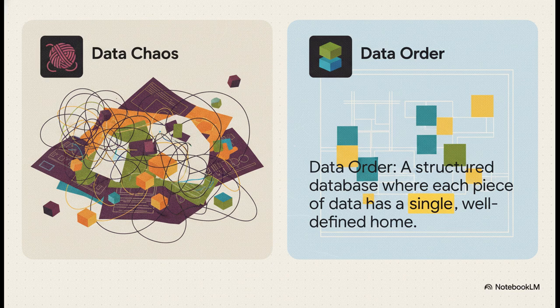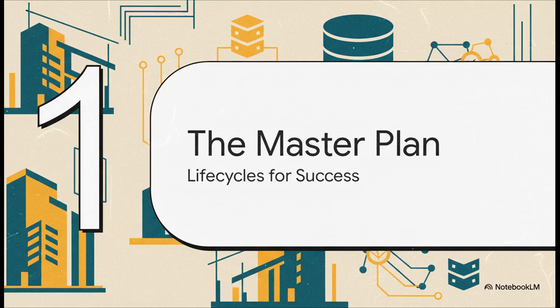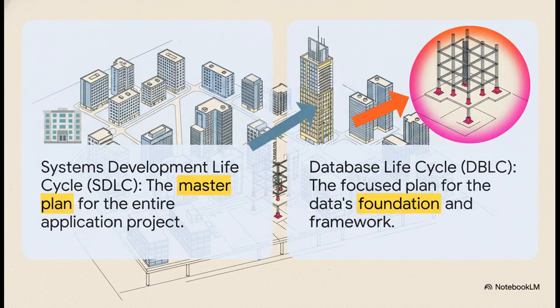That clarity is everything. So how do we actually get from that chaos on the left to that beautiful order on the right? Well, you follow a master plan. Just like a real architect has a phased plan for a huge construction project, a database designer has a life cycle to guide them all the way from a simple idea to a fully functioning system. And here's something you gotta understand. It's not just one plan. It's actually 2 plans working together.